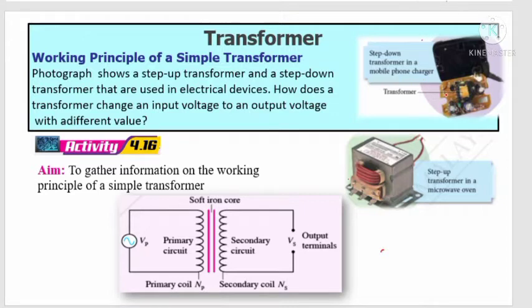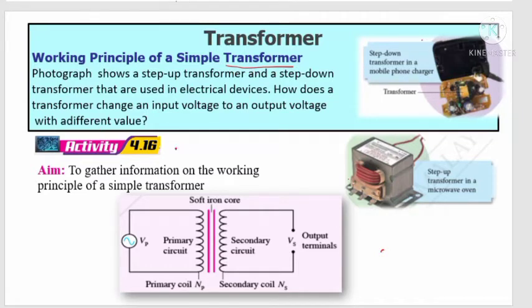Some electrical appliances require lower voltage, some require higher voltage. Thus, the function of a transformer is to increase or decrease the voltage of the AC power supply so that it can fit the required value of voltage for the electrical appliances. What is the working principle of a transformer? That one we will discuss later.